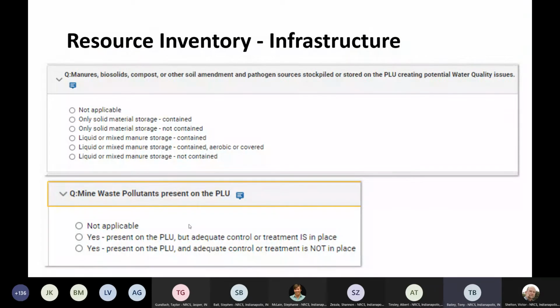Additionally, how is the manure that's there? How is it stockpiled? How is it stored? And then also there's a minor question related to mine waste pollutants. I don't think that'll be a huge factor for us, but it's a minor question, so mostly we just mark that as not applicable.